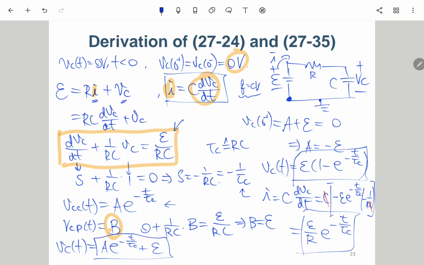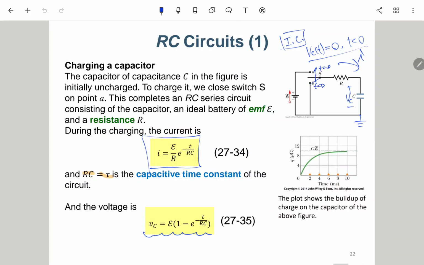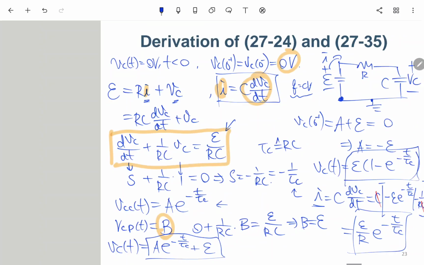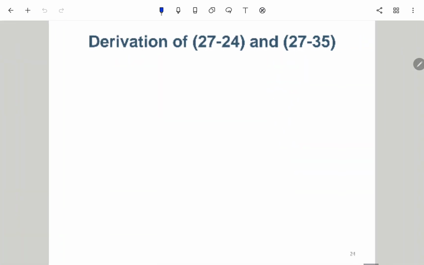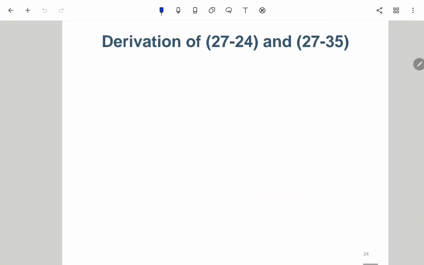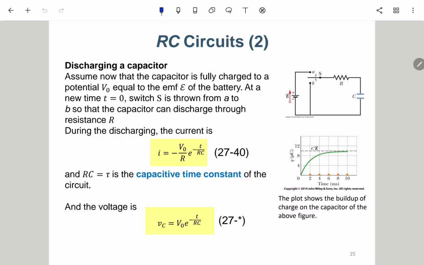Okay, so this is I. Here, I is E over R times exponential to negative t over RC, or tau C. It's the capacitive time constant. So yeah, we already finished the derivation.